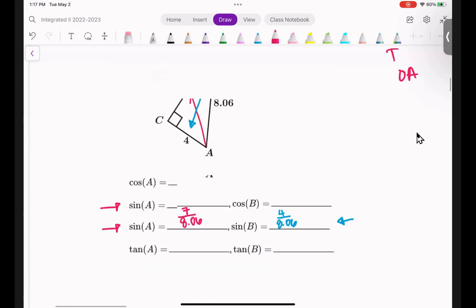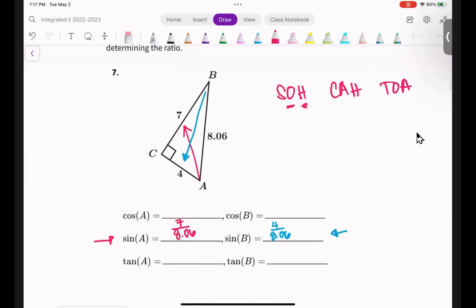All right, let's move on to cosine. Cosine stands for adjacent over hypotenuse. So I want you to remember that this word adjacent means next to.